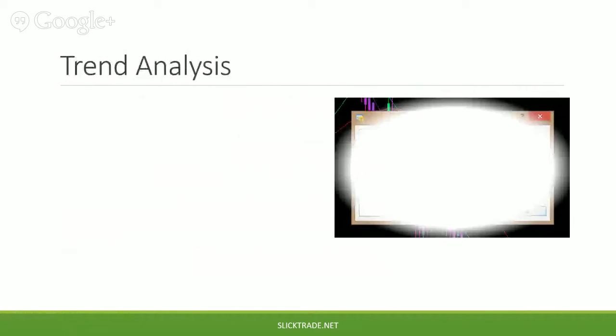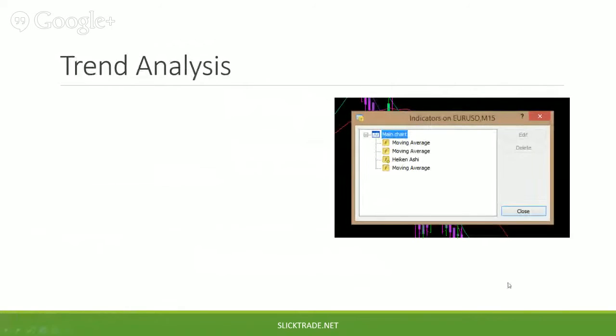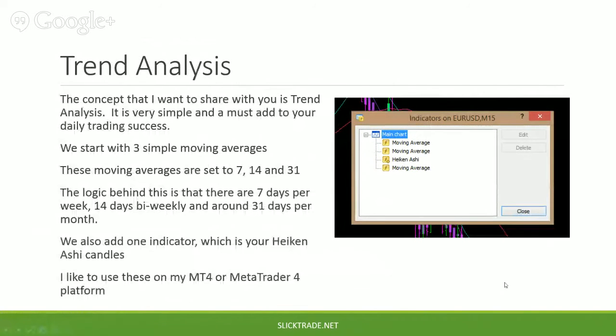Trend analysis. The concept I want to share with you is trend analysis. It is very simple and a must-add to your daily trading success. We start with 3 simple moving averages. These moving averages are set to 7, 14, and 31. The logic behind this that he explained is that there are 7 days per week, 14 days bi-weekly, and around 31 days per month.